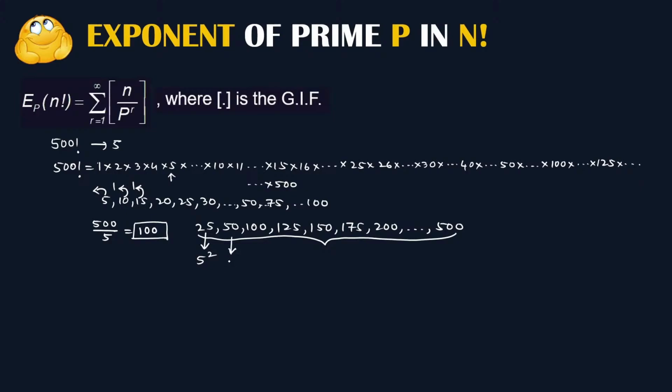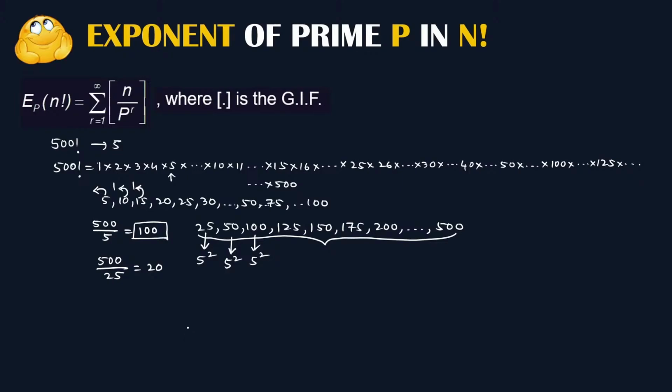From 50 you get 25 into 2, that is 5 square again. Yes or no? Again from 100, what are you getting? 25 into 4. Again you are getting two 5s. So how many such numbers are there? All you will do is simply divide 500 by 25. Am I not correct? So in this case, you are going to have 20.